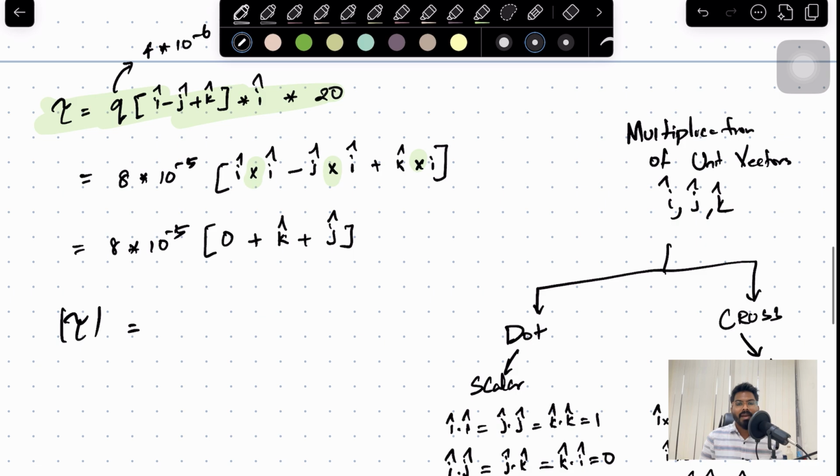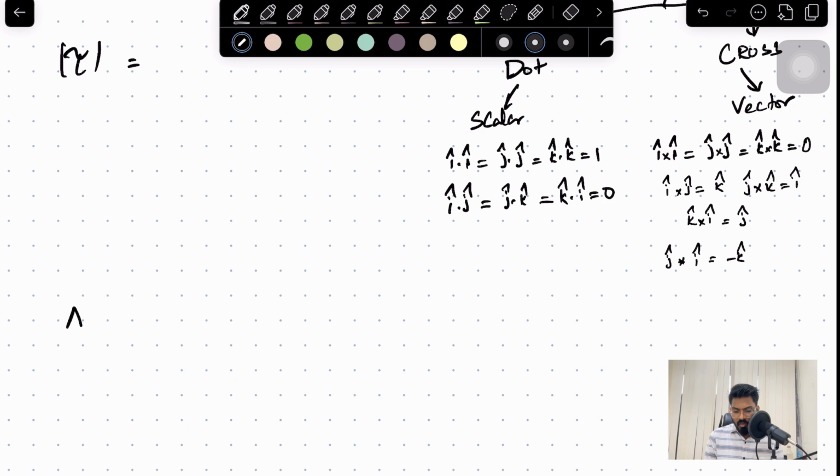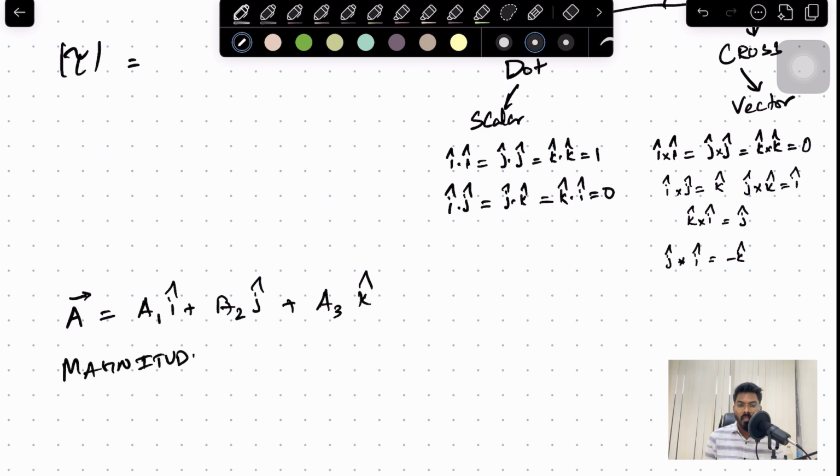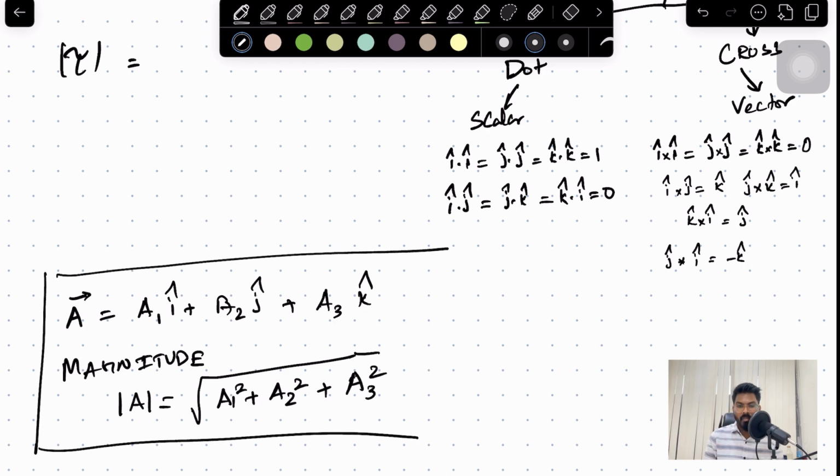Now how do we get magnitude of a vector? Let's do another calculation. A vector is given as a1 I cap plus a2 j cap plus a3 k cap. Now if I want to calculate the magnitude of this vector, it is given by square root of a1 square plus a2 square plus a3 square. This is how we calculate the magnitude of the vector.